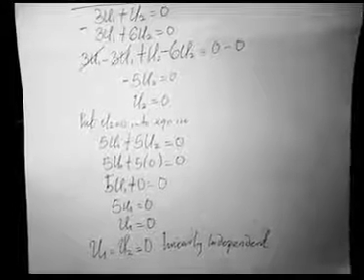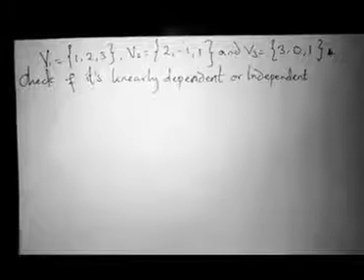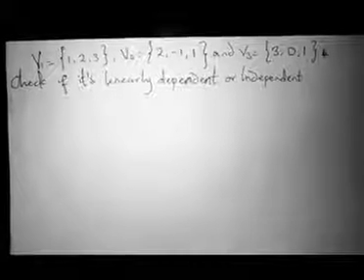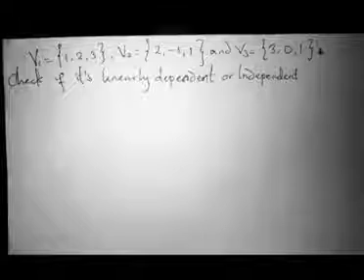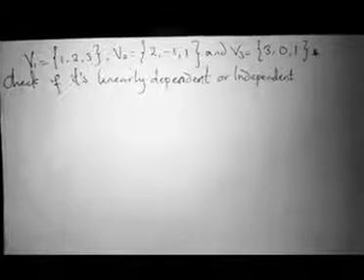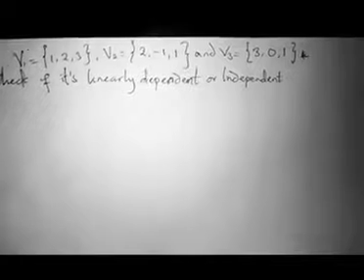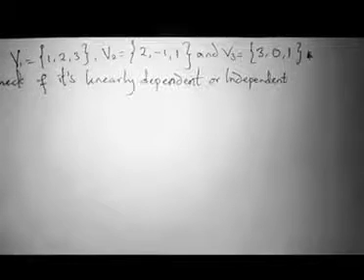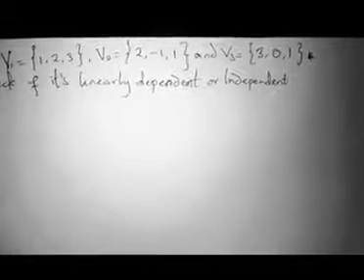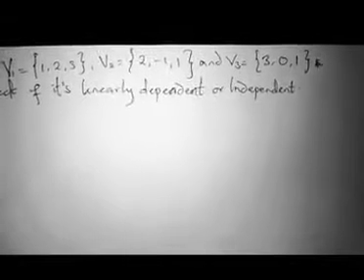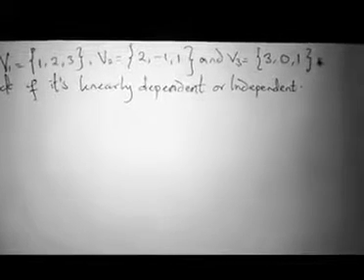Okay, the last example for today before we move out. So let's say I have an example: v1 equals 1, 2, 3, v2 equals 2, minus 1, 1, and v3 equals 3, 0, 1. So I want to check if this is linearly dependent or linearly independent.